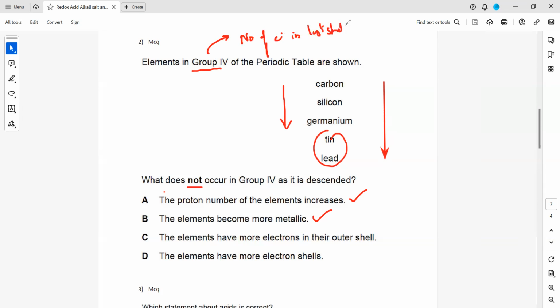So if elements belong to the same group, they should have the same number of electrons in the last shell. It is written that elements have more electrons in their outer shell, and that's not correct. They should have the same number as they belong to the same group. And the elements have more electron shells, that's true. As we go down the group, as the period changes, the number of electron shells also changes. That's why C is the statement which does not occur as we go down the group.